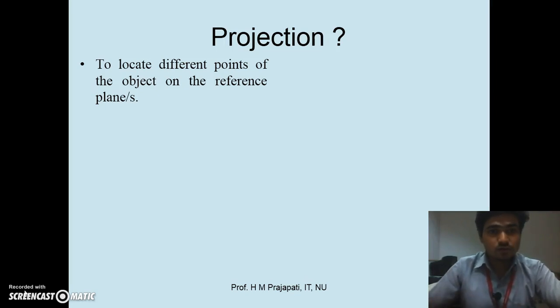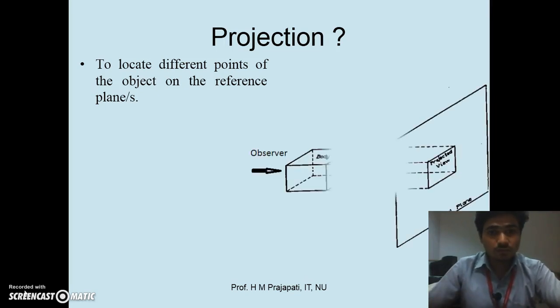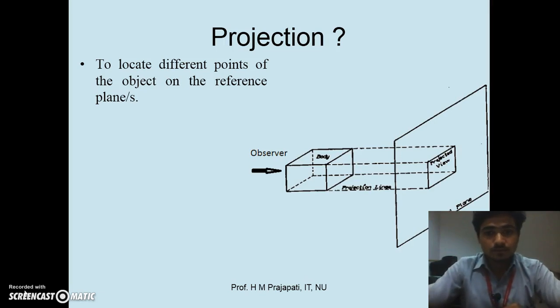So let's try to understand this concept with the help of an image. Here, if you just see, one cuboid is given in terms of a body. Here one observer is there who is observing the object, and on the back side of our object we have one reference plane on which we want to shift the points of an object.